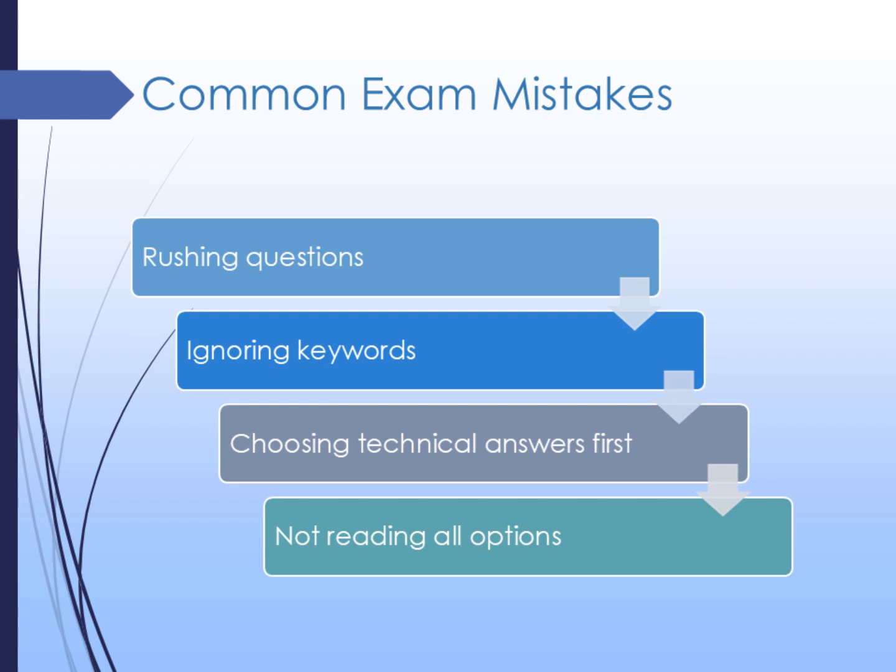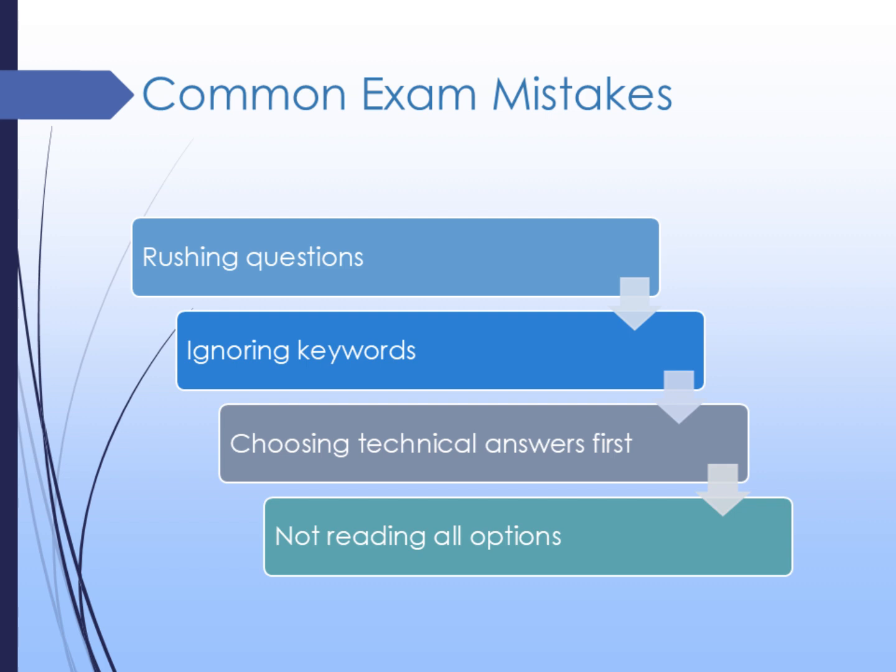the question being asked. Another major trap is choosing technical answers first. Many candidates, especially those with strong technical backgrounds, naturally lean toward technical fixes. But the CISA exam usually prioritizes governance, risk reduction, process improvement, control effectiveness, business impact, over purely technical solutions. So if you immediately choose the most technical answer, you may miss the stronger governance or risk-based option.